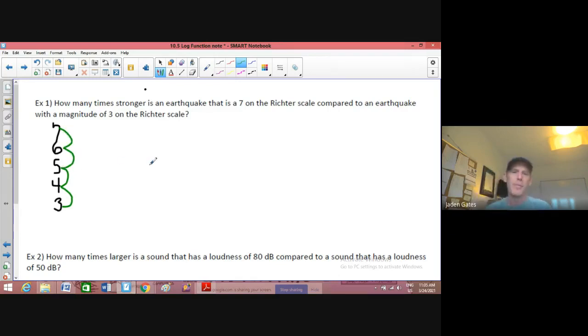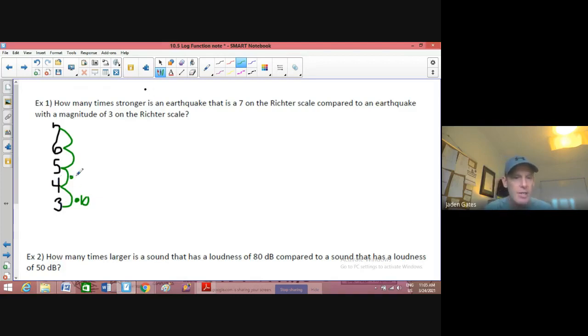Now, here's the thing: for the Richter scale, I'm not going to say that a 7 is 4 times bigger than a 3. That's not true. Because the Richter scale is logarithmic, every time you go up a level, up 1, it's 10 times stronger. So a 4 is 10 times stronger than a 3.